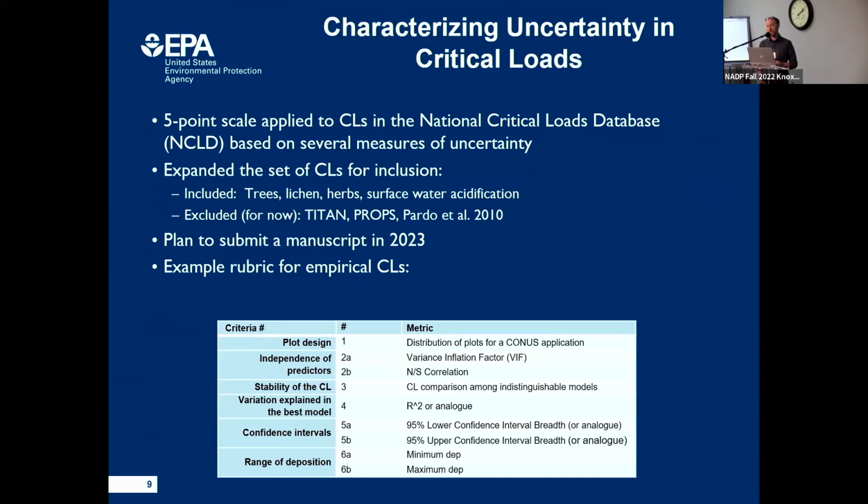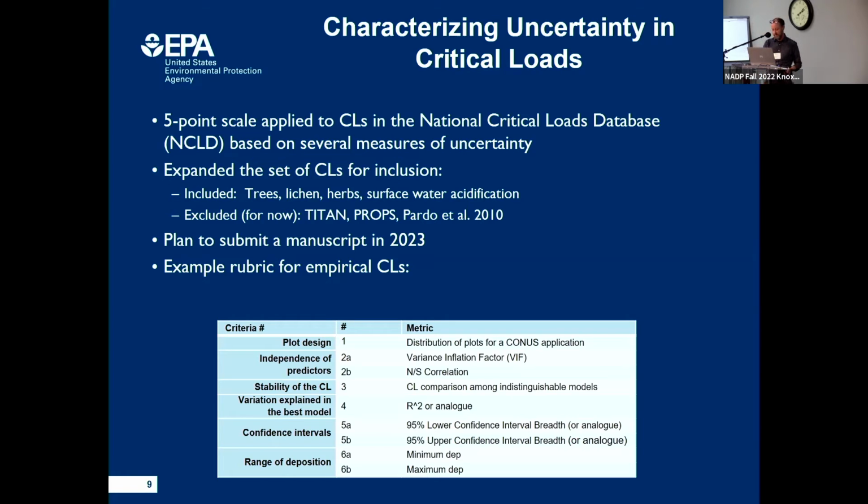Characterizing uncertainty, there's been a lot of work here too to try to develop a simple 5-point scale to characterize and communicate the uncertainty in the critical load database. We've come a long way. We're hoping to submit the manuscript, I'd say, in 2023, and this is just an example. We had a whole working group on that Tuesday.